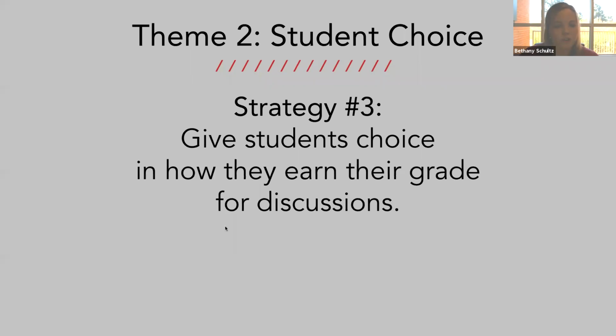Strategy number 3 for student choices is give students choice in how they earn their grade. So you could provide choice for how students earn that participation grade, or maybe it's just the discussion grade that you have in your online class. And you can set a number of points for that week and then assign point values for the different types of interactions that students can have, almost gamifying some of it.